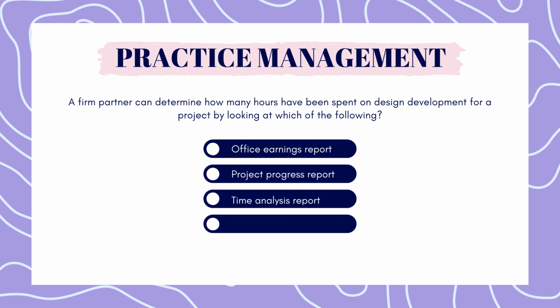A firm partner can determine how many hours have been spent on design development for a project by looking at which of the following: Office Earnings Report, Project Progress Report, Time Analysis Report, Profit and Loss Statement. Feel free to pause here to answer. The answer is Project Progress Report.